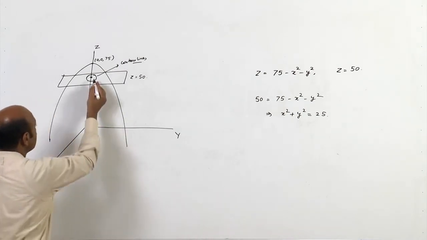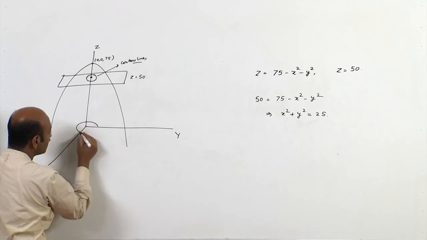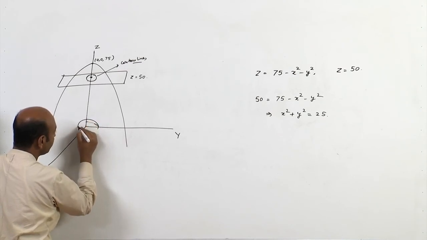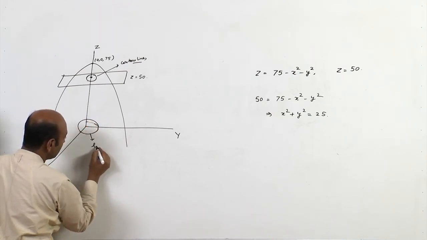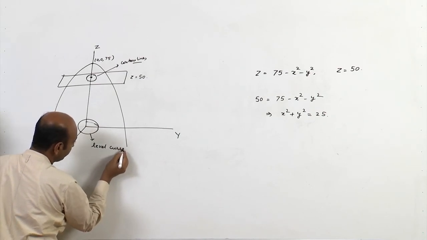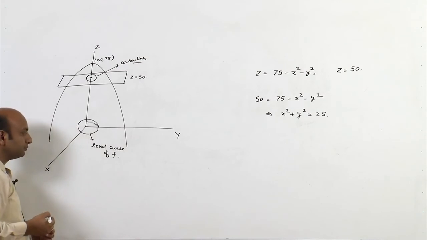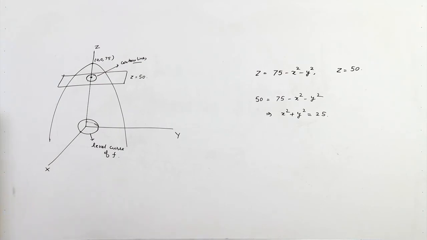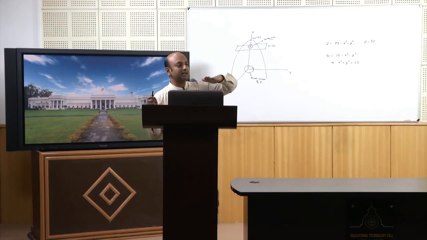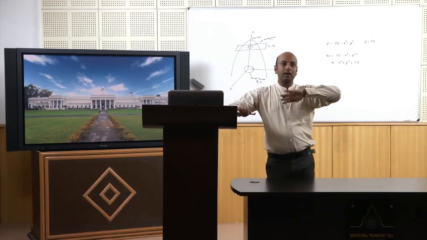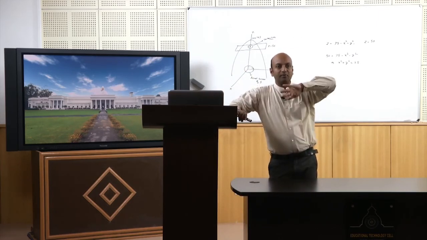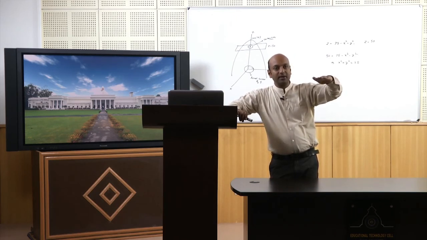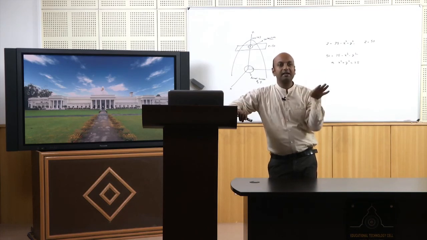Now, this circle on the xy plane is called the level curve of f when z equal to 50. This is how we can define contour lines. You have a surface z equal to f x y, a plane z equal to c intersects that surface and gives a curve. That curve is basically a contour line.